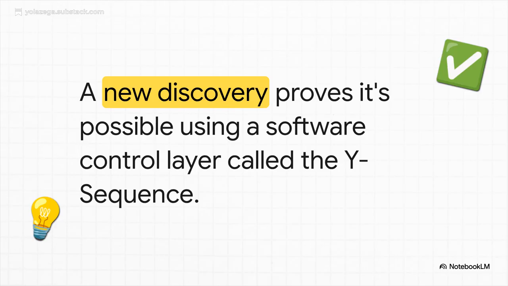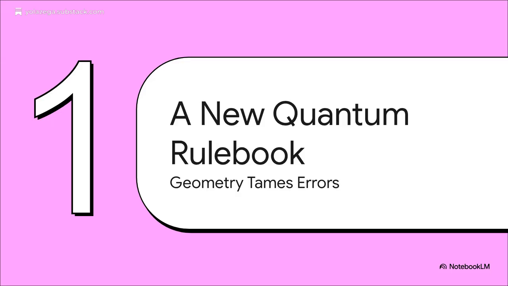Well, it turns out the answer is a huge yes. And we're not just guessing here. This is based on more than 94,000 experiments on some of the world's most advanced quantum computers. The discovery is called the Y sequence, and it's a completely new way to control these machines using just software. So, how does this all work?